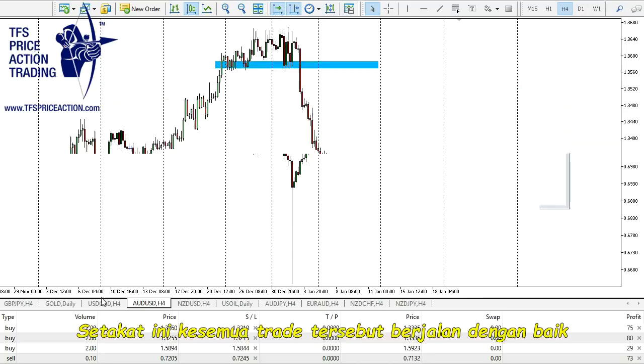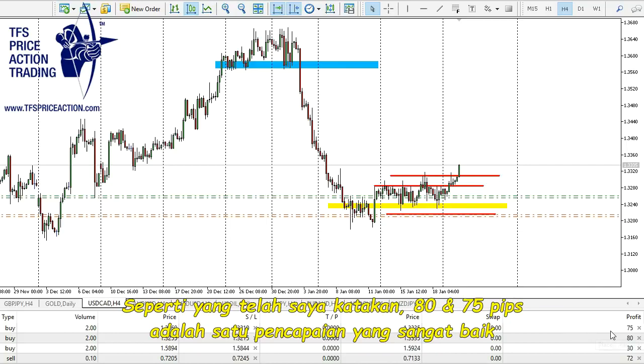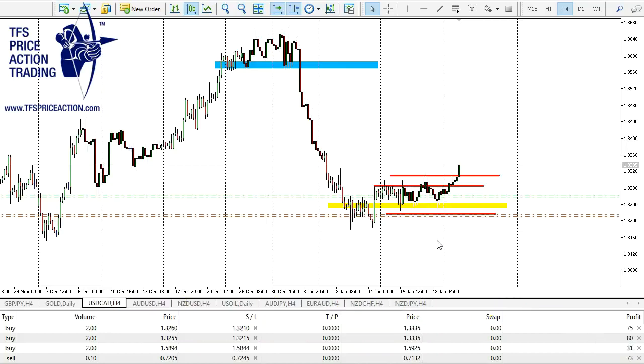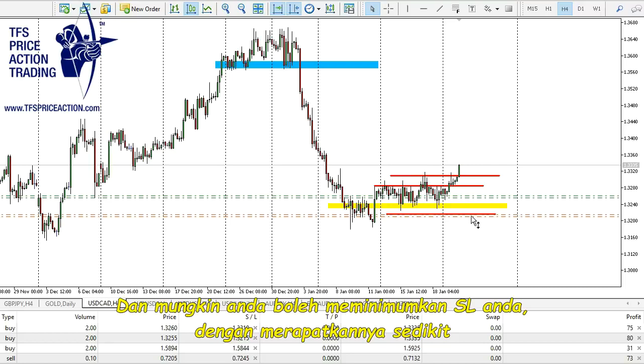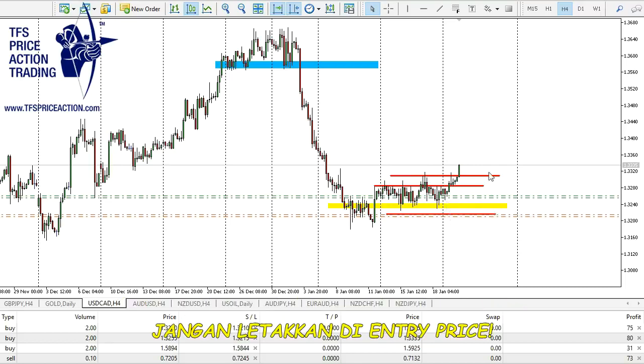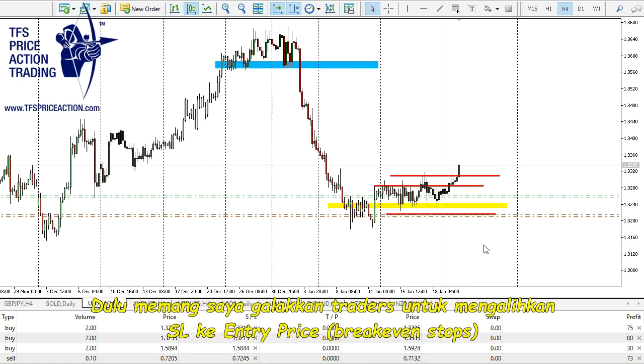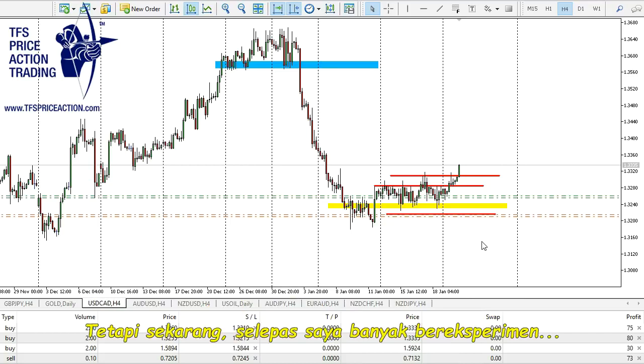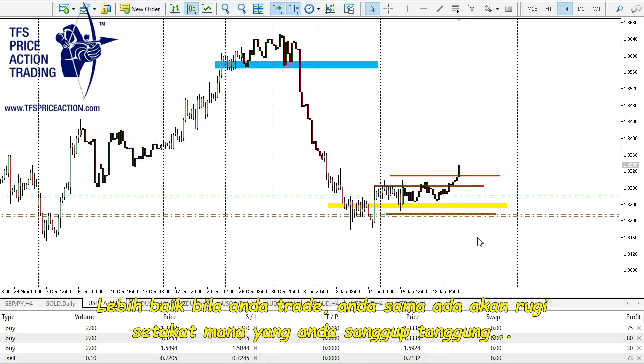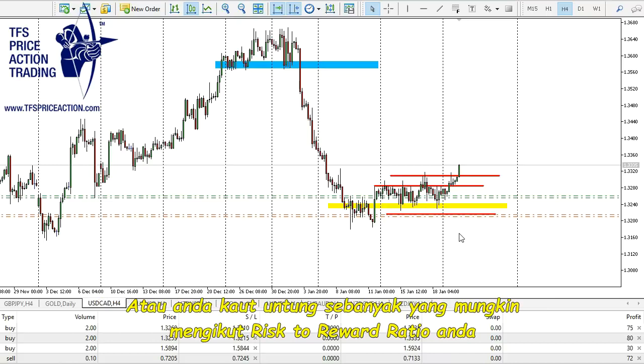So far the trade has been so good. Like I mentioned, 80 and 75 pips is already very good, and maybe you can move your stop losses a bit closer. Don't put it at your entry level, because there might be a tendency that it goes back to hit your entry level before it goes back out. Last time I used to encourage people to do a break-even stop, but nowadays after I experiment a lot, it's best that when you enter the market, you either lose the portion that you are willing to risk, or you make as much as possible according to your risk to reward ratio.